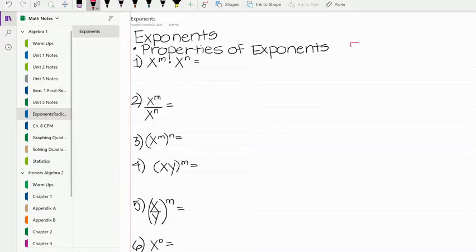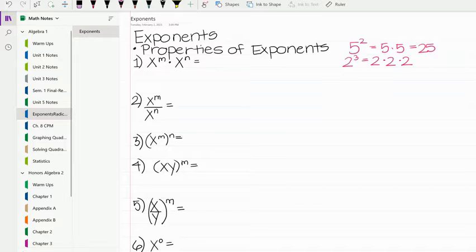If I have 5 and I raise it to the second power, that really means 5 times 5. So it's multiplying by itself, which is 25. If I had 2 and I raised it to the third power, that means 2 times 2 times 2. So the power basically tells us how many times we multiply it, okay?